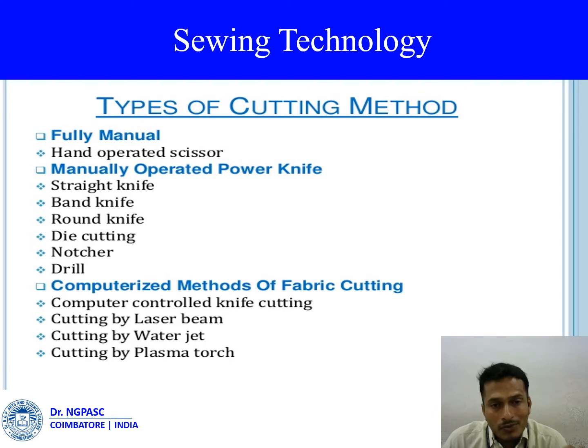In the first case, the hand manual method, only full manpower is used. Second one is the manually operated power machine, that is the straight knife, band knife, round knife, die cutters, notchers and drillers. That is a semi-automatic machine. Third one is the computerized control cutting machine, a fully automatic machine.